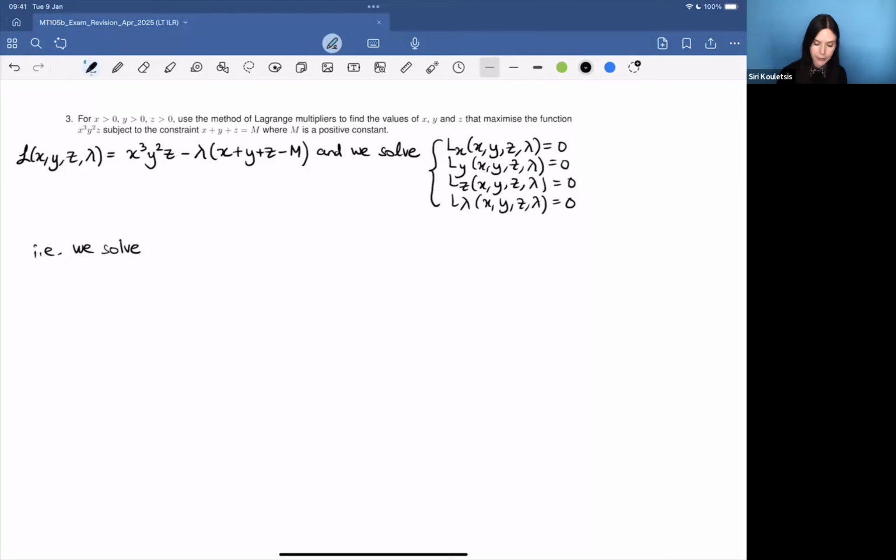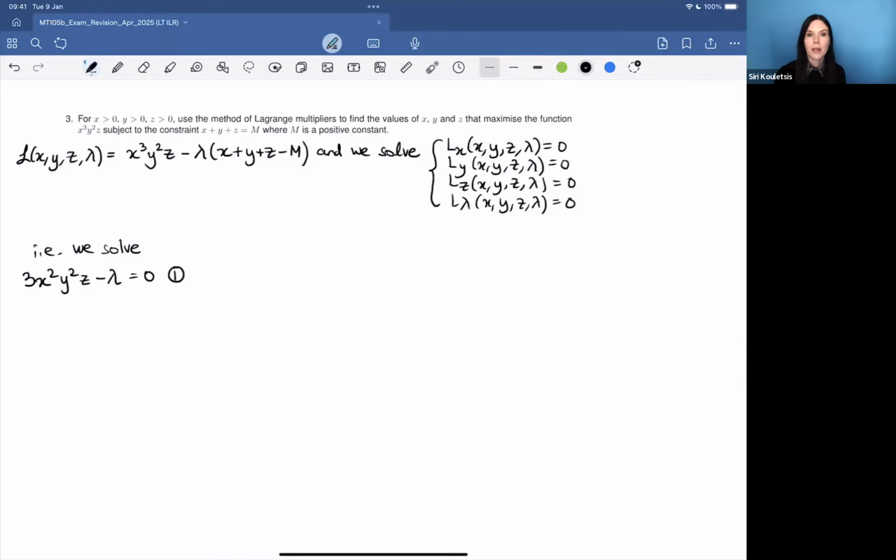And so now we need to partially differentiate the Lagrangian with respect to x to begin with. So looking at the first term here, the power of x cubed comes down, and then the power is reduced by 1. Y squared z stay the same, because remember, we now treat y, z, and lambda as constants. And the other term there involving x is minus lambda x. So differentiated with respect to x, we get minus lambda. And then we set that equal to 0.